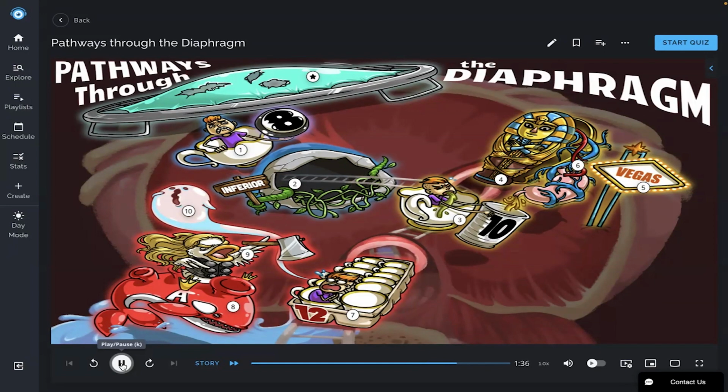At the T8 level, the inferior vena cava passes through the diaphragm via the caval opening. The esophageal opening is at T10 and is where the esophagus, vagus nerve, and esophageal branches to the left gastric vessels pass through. Meanwhile, the aortic opening is found at T12 and is where the aorta, thoracic duct, and azygous vein pass through the diaphragm.